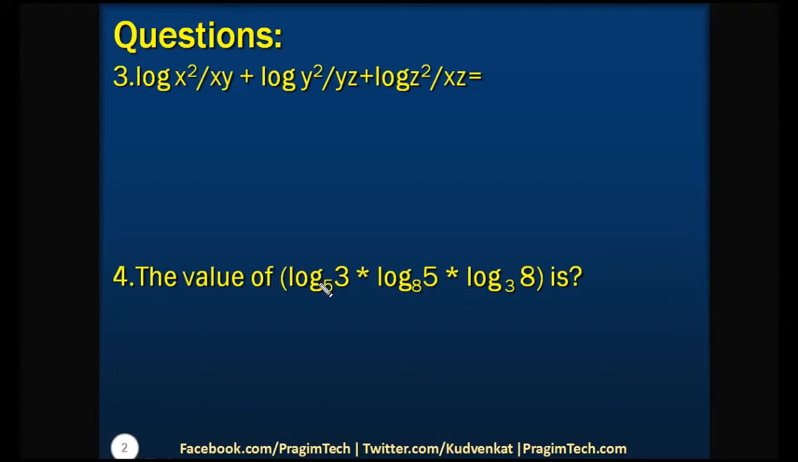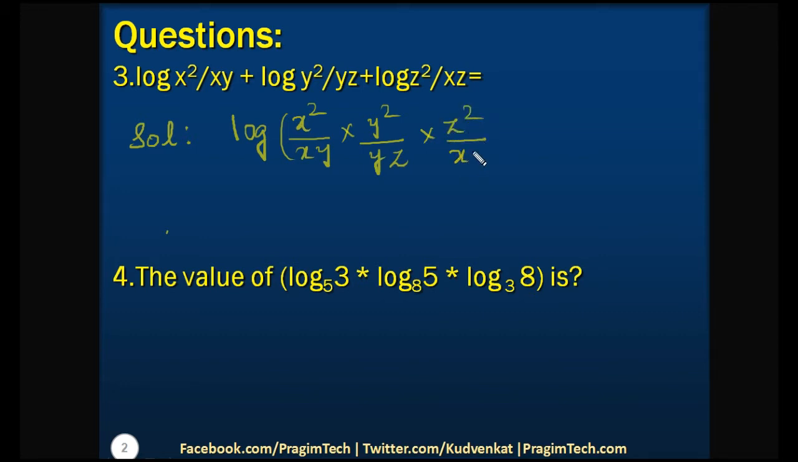So the third question is, as this is a continuation of the previous session, so I'm starting with the third question. The third question is log of x square by xy plus log of y square by yz plus log of z square by xz. From the properties of logarithms, this is in the form of addition, so we can write it as multiplication as the bases are same. So we can write it as log of x square by xy into y square by yz into z square by xz.